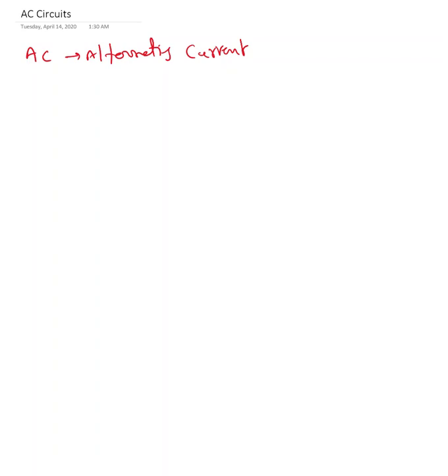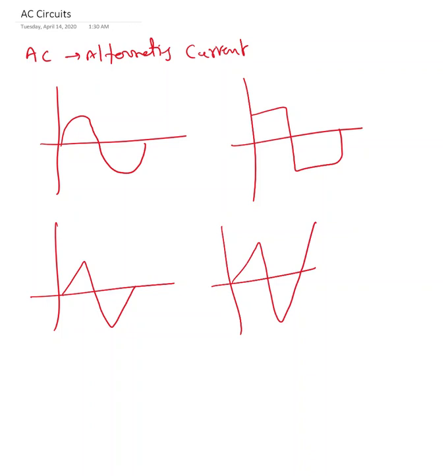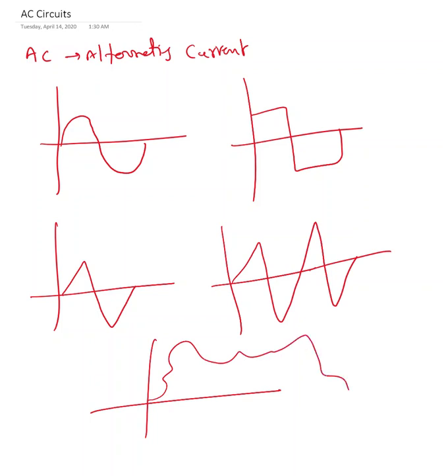There are different types of alternating sources or waveforms. Here is a sinusoidal waveform. Another one is a square waveform. Another one is a triangle. Another one is sawtooth. And another one is shapeless. This is also AC. As long as magnitude is changing with respect to time, we call that AC.